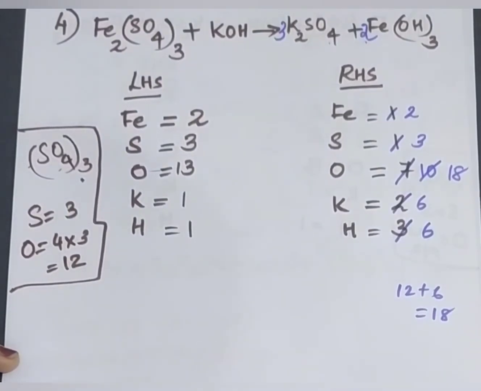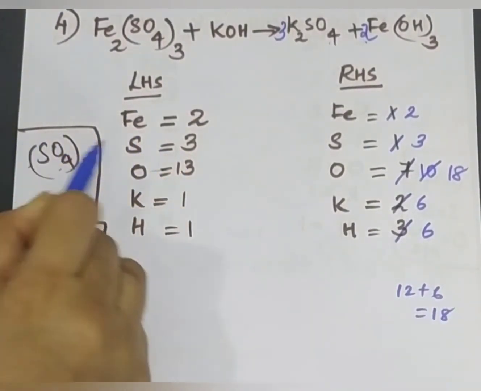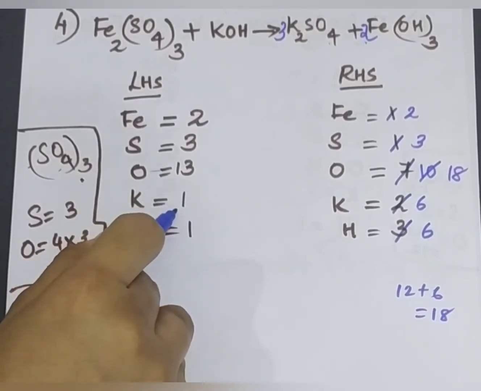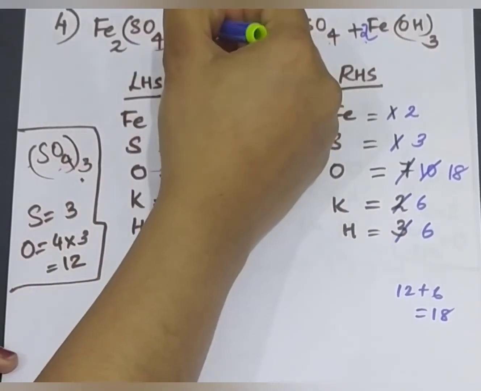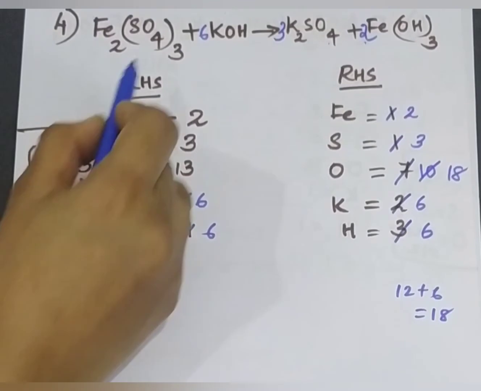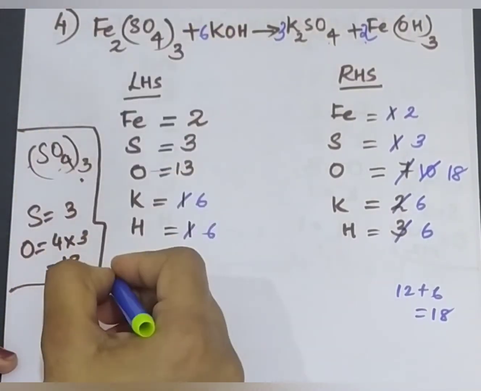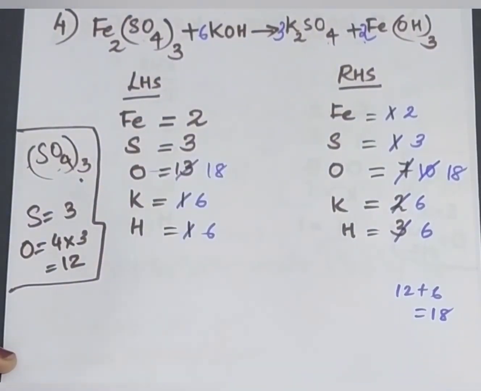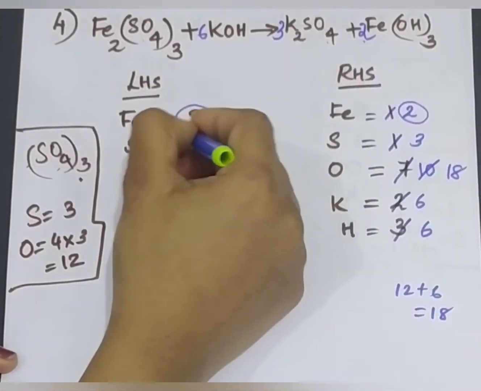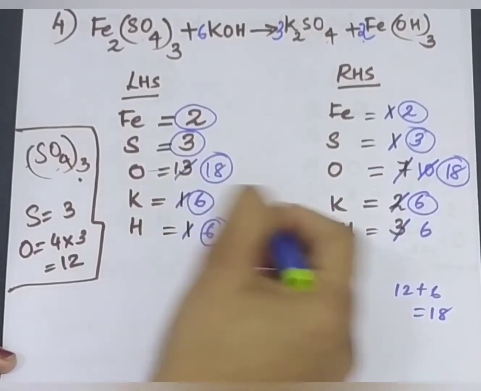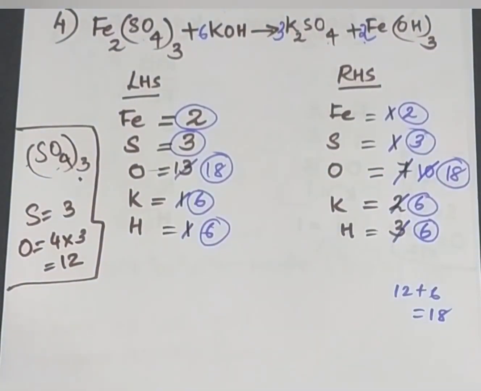Now we move on to the left hand side. Iron is balanced, sulfur is balanced, right? Both are balanced. Oxygen needs to be balanced, right? Potassium is 1, and on the right K is 6. So we can simply put 6 there. 6 KOH, so K will be 6, H will be 6. And oxygen changes, 4 3s are 12 plus 6, it becomes 18. Now see, everything is balanced. Iron is 2, here it's also 2. Sulfur is 3, here also 3. Oxygen is 18, here also 18. K is 6, potassium there also 6, hydrogen 6, and hydrogen here also 6.